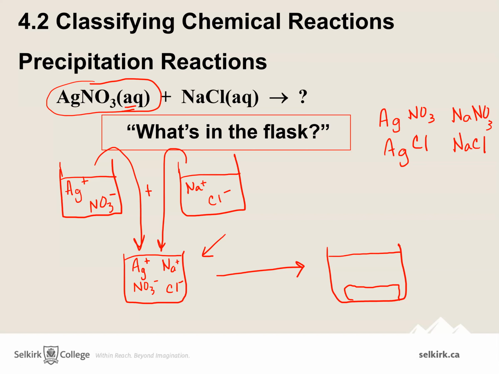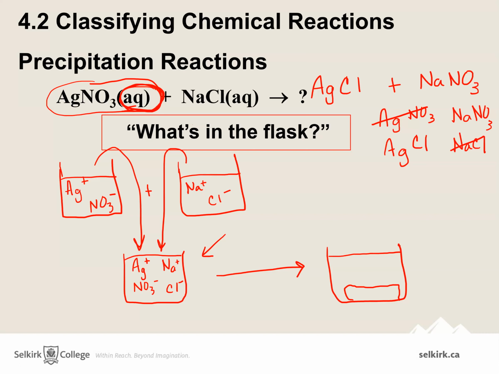But wait a minute, we can rule two of those out right away. I know silver nitrate isn't the precipitate. From the very beginning, I had a homogeneous solution of silver nitrate. Silver nitrate dissolves in water. Similarly, sodium chloride can't be the product. So my potential products are silver chloride and sodium nitrate.